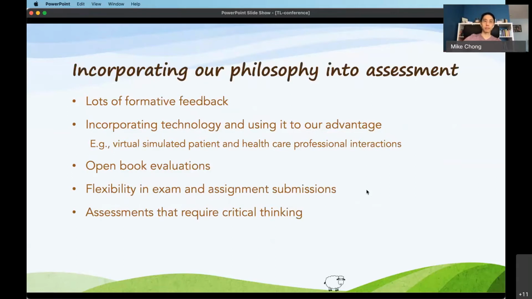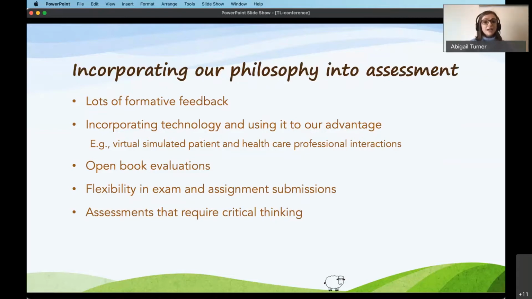So our last example here, I'll discuss how we incorporate our philosophy into our assessment. To help students with their learning, initially we provided students with lots of formative feedback. We had a number of activities that were not graded, but the students were to submit these activities to us and we provided feedback on those. We focused on formative feedback that was timely and specific to the students. So we feel this demonstrated our philosophy of care.